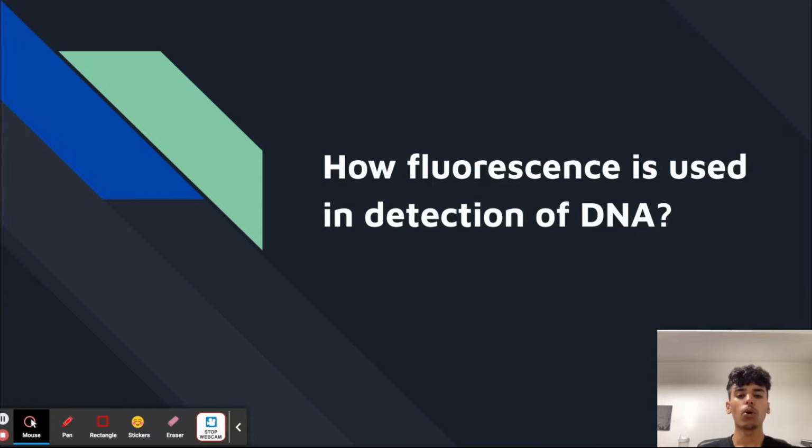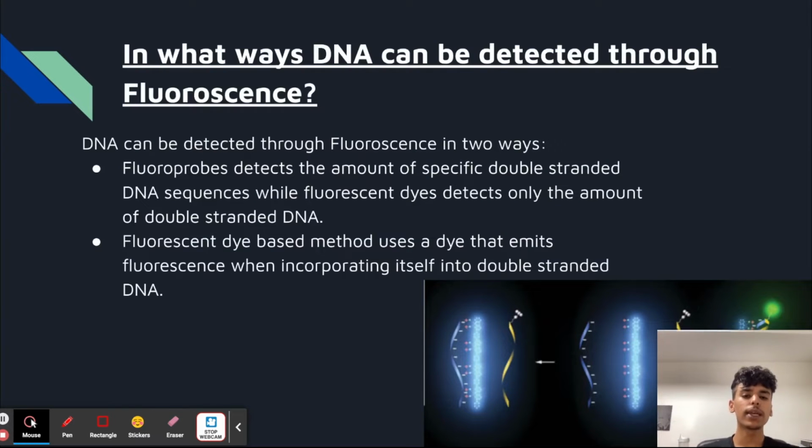Next, how fluorescence is used in DNA. In what ways can DNA be detected through fluorescence? DNA can be detected through fluorescence in two ways. Number one, fluorescent molecules detect the amount of a specific double-stranded DNA sequence while fluorescent dyes detect only the amount of double-stranded DNA. The fluorescent dye-based method uses dye that emits fluorescence when incorporating itself into double-stranded DNA.